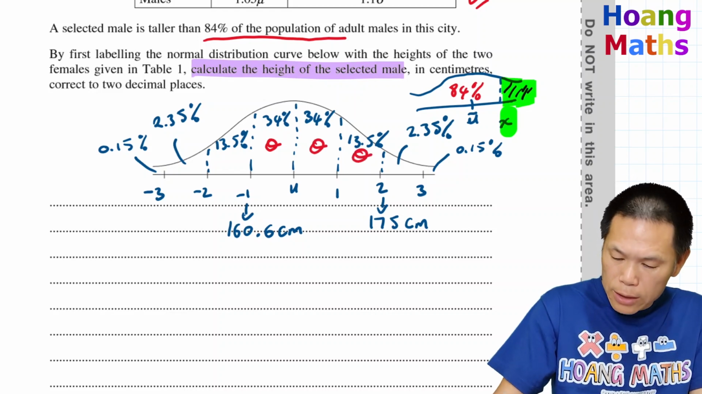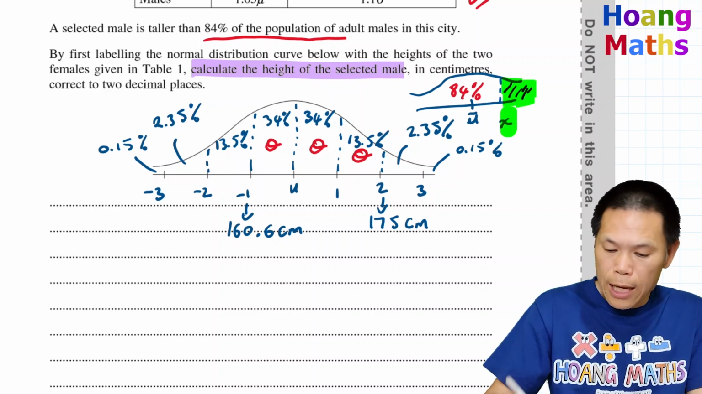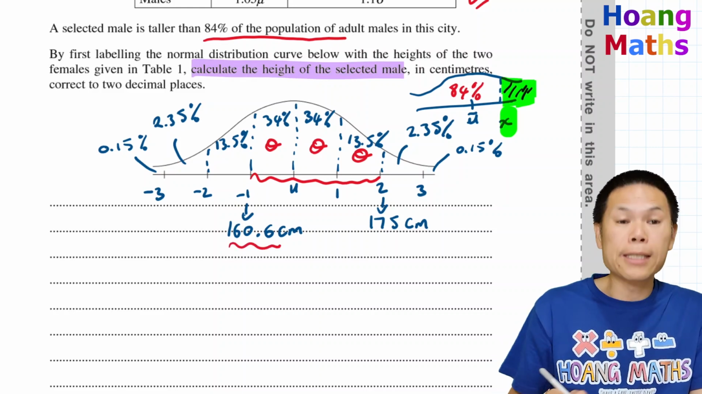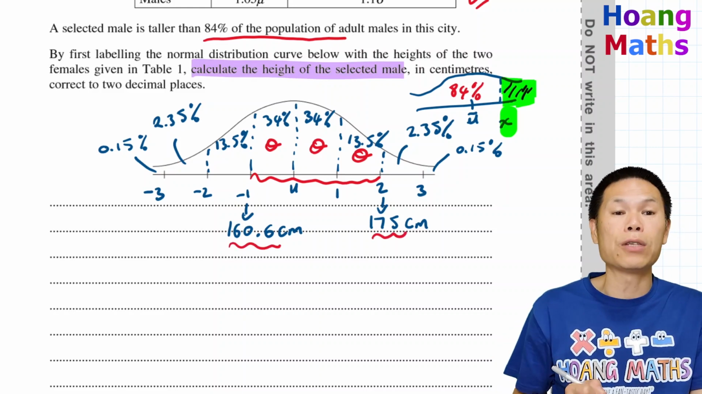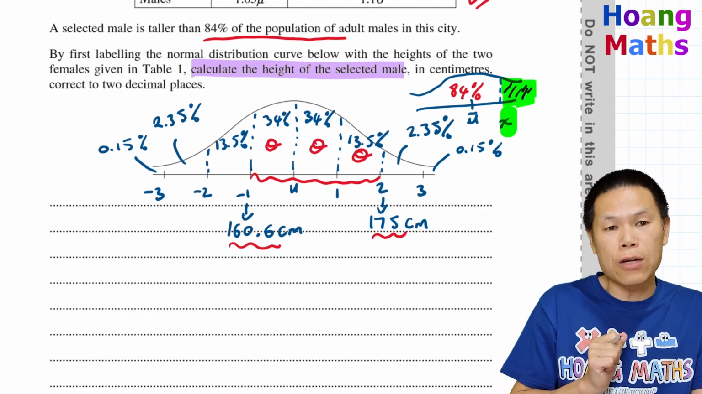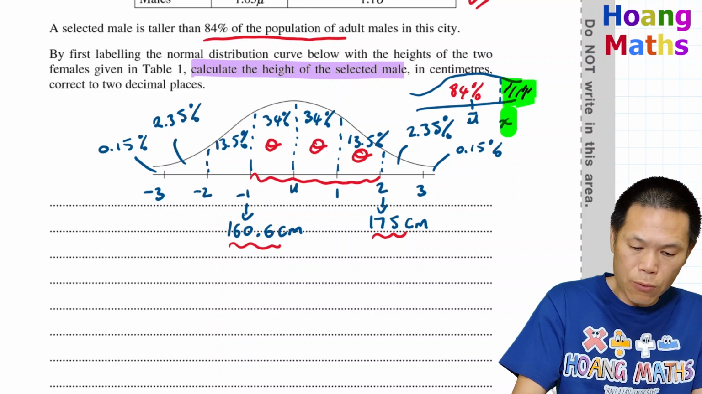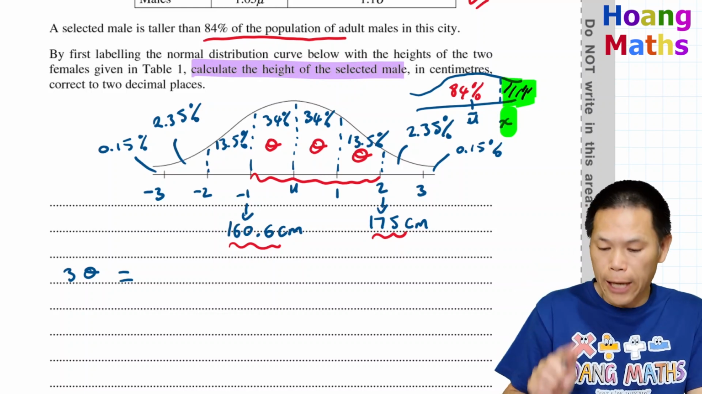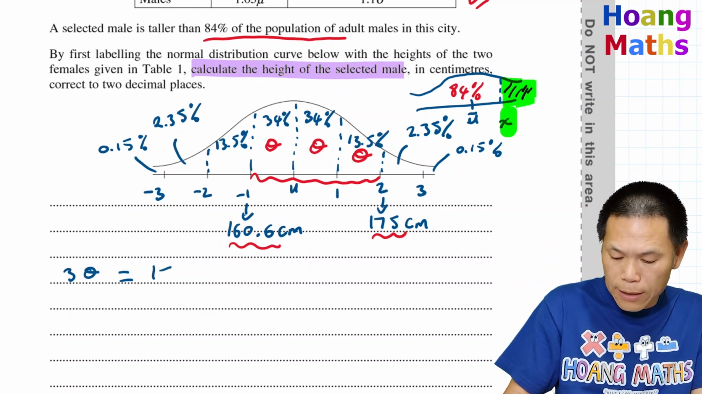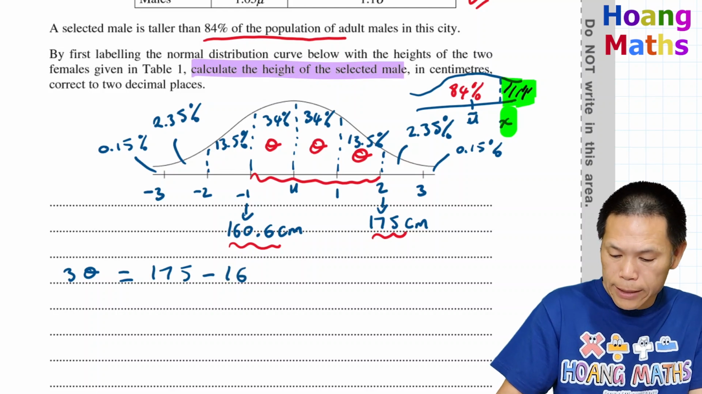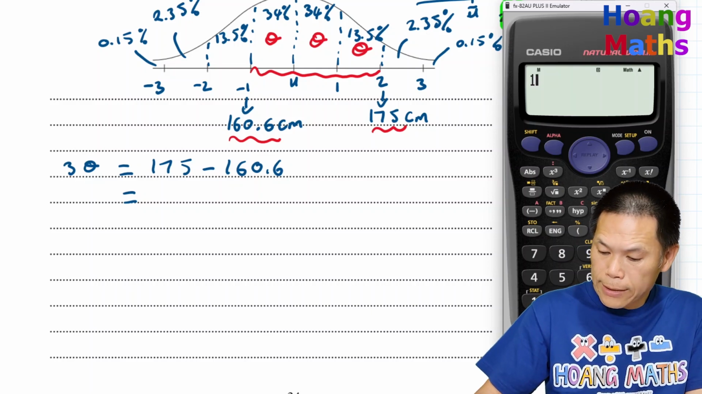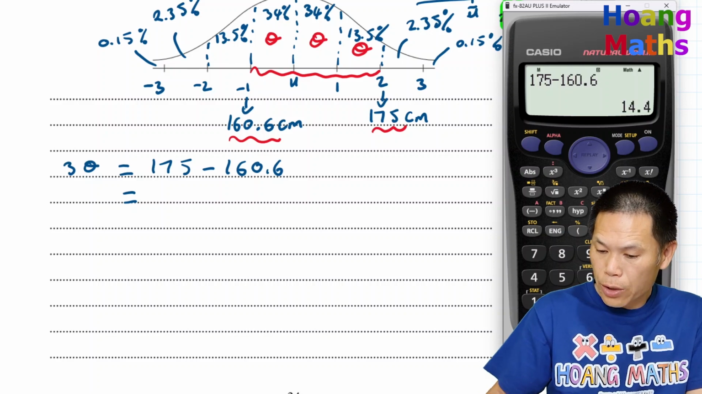So therefore, we know that this is one standard deviation below the mean, one standard deviation above the mean, another one standard deviation. So that means 3 standard deviations between this gap, from 160.6 to 175 centimeters. So we just need to work out the standard deviation. So 3 standard deviations is equal to, we just need to find the gap in centimeters. So that is 175 minus 160.6.